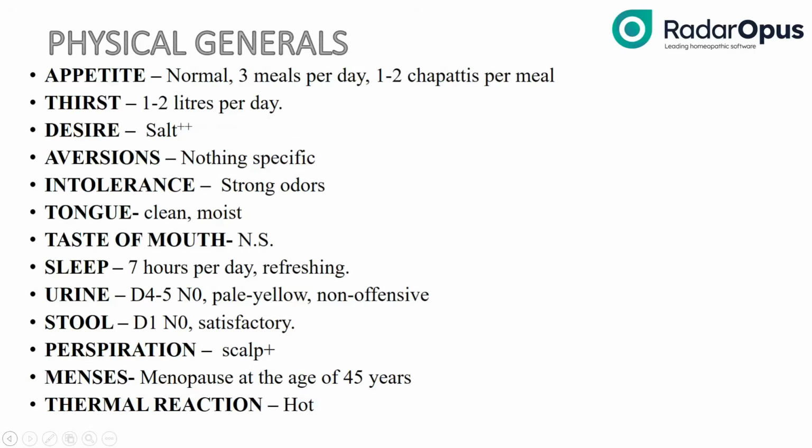She told me she has intolerance towards strong odors. Tongue clean and moist, taste of mouth nothing specific was found, sleep 7 hours per day, refreshing. Urine 4 to 5 times a day, nothing at night, pale yellow and non-offensive. Stool was only 1 time a day, satisfactory. Perspiration was on the scalp. Menses: she had menopause at the age of 45 years, and thermal reaction is hot.